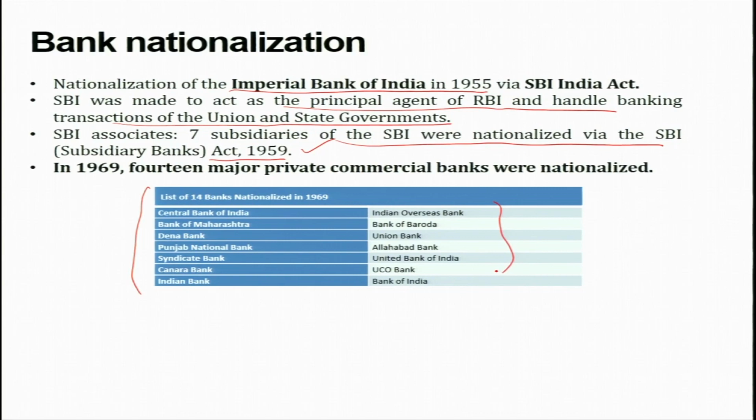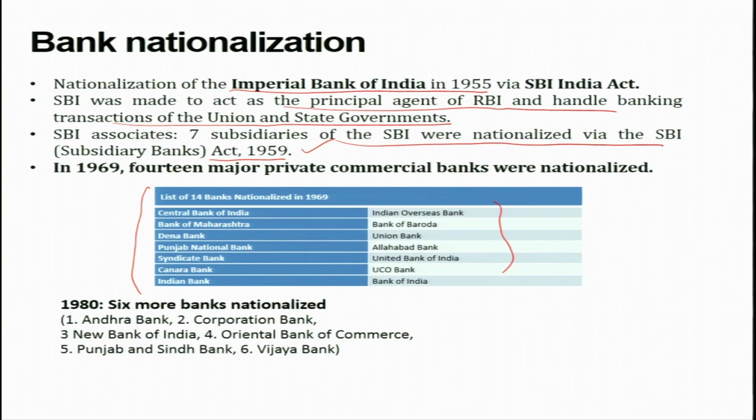So one of the main objectives of bank nationalization was to ensure the wide outreach of banking services across the country. That is to ensure the outreach at the grassroots level, at even the remote village level. The banks were nationalized and they were encouraged to open branches in rural areas and remote areas. In 1980, 6 more banks were nationalized. These are the banks' names that were nationalized in 1980.